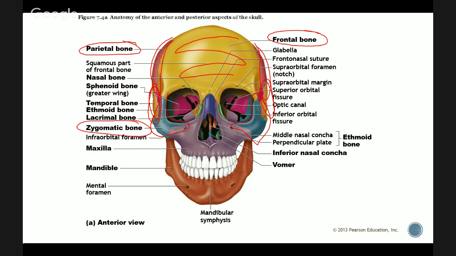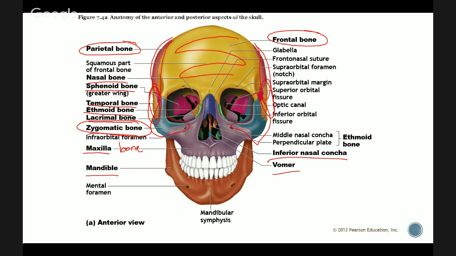So when you're looking at this picture, if you're looking for the actual bones, it might be kind of hard to see on this picture. You can probably see it better in your book. Anything that's in bold face is a bone, even though it doesn't say bone at the end of it. So the maxilla, mandible, those are bones.